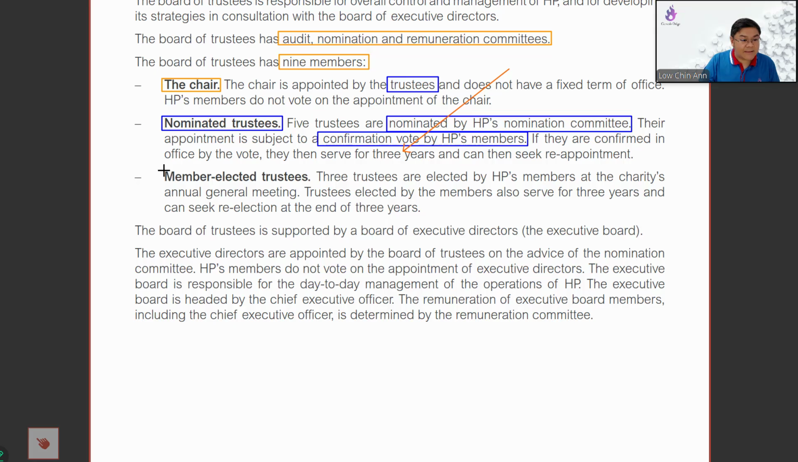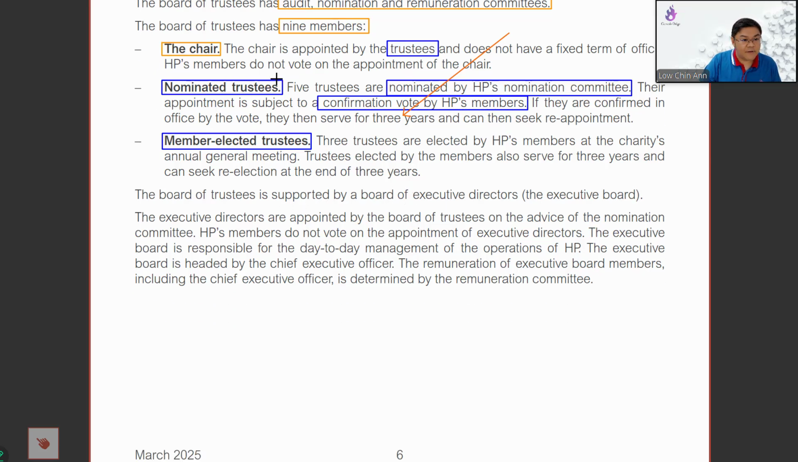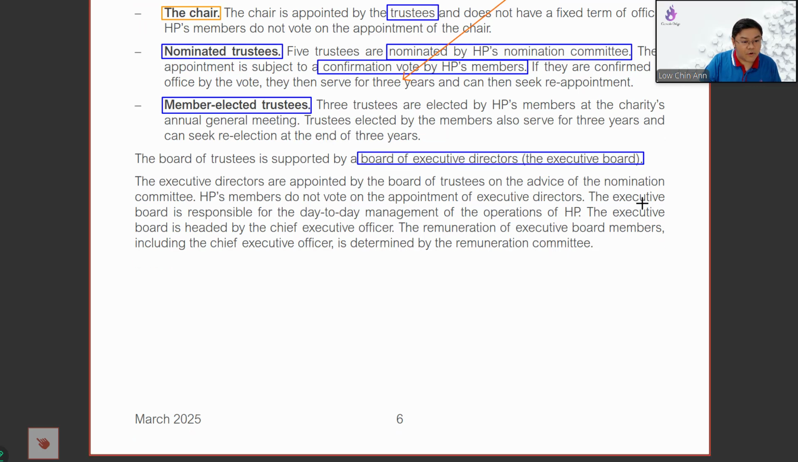Now, elected trustees. There are 3 trustees elected by the members at the AGM. The trustees elected by the members also serve for 3 years, and they can seek re-election at the end of the 3 years. So that's basically how they get all the 9 members. The board of trustees is supported by the board of executive directors. These are called the executive board.